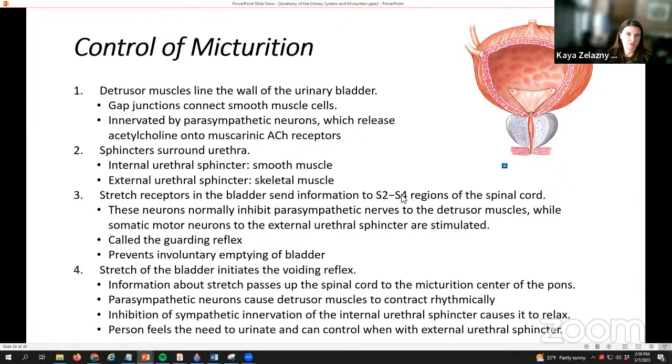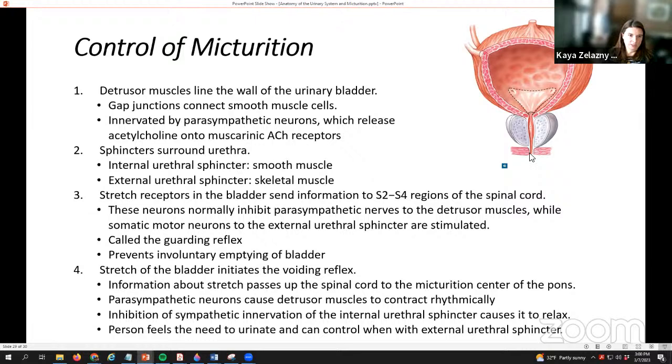So the neurons coming from the sacrum normally inhibit parasympathetic innervation to the detrusor muscle. So what we're saying there is usually these nerves, right, that will eventually receive stretch information about the bladder are stopping the detrusor muscle, so stopping the walls of the bladder from reacting. So they're basically usually stopping you from peeing, stopping this detrusor muscle from contracting, okay? Now, then we're going to have our somatic neurons to the external urethral sphincter stimulated, usually, okay, normally. Now, this is called the guarding reflex when we have this situation, okay? So this is going to prevent you from emptying your bladder, so prevent you from peeing.